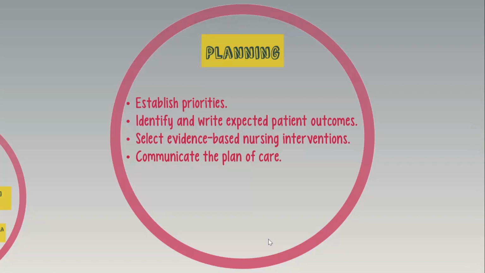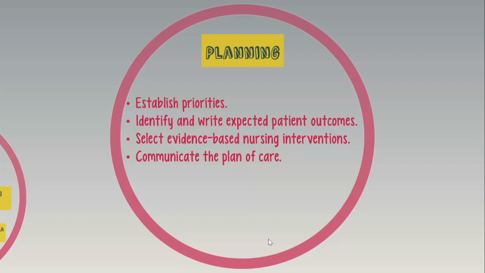Guys, so welcome to the third step of the nursing process. This is going to be the planning step, or the outcome identification and planning. In this step of the nursing process, we're going to establish priorities. So you only have a set amount of time with your patient when they're in the facility.